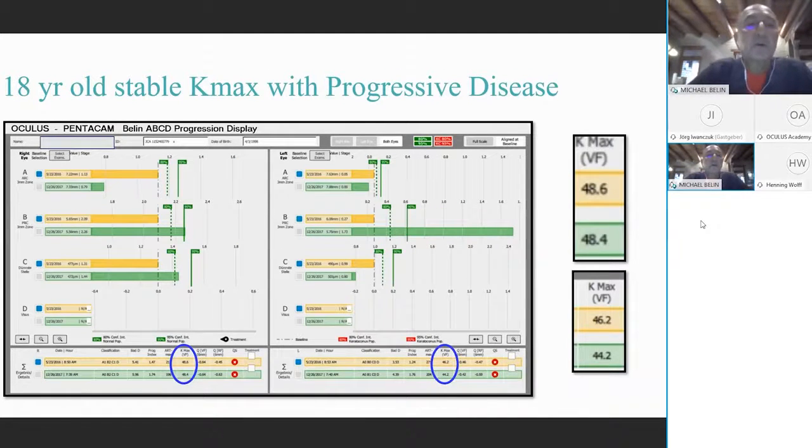Here's an 18-year-old with stable Kmax. You can see here the Kmax was 48.6 and 48.4, effectively no change. 46.2 actually got better, 44.2. But look what's going on at the posterior surface. Not as dramatic on the right eye, but look at the left eye. Marked progression on the posterior surface. Again, documented progression, reason to intervene in spite of the fact that the patient has normal vision. And again, no changes in Kmax.